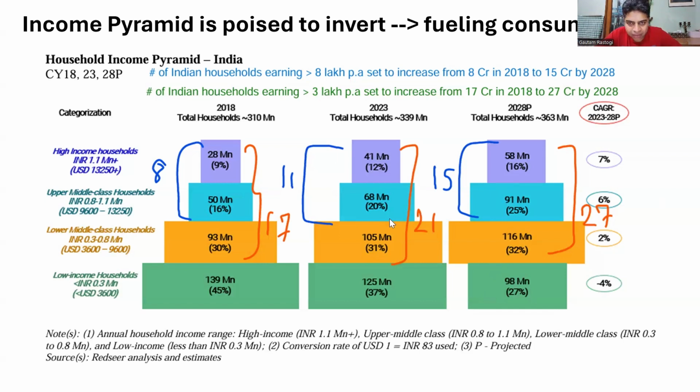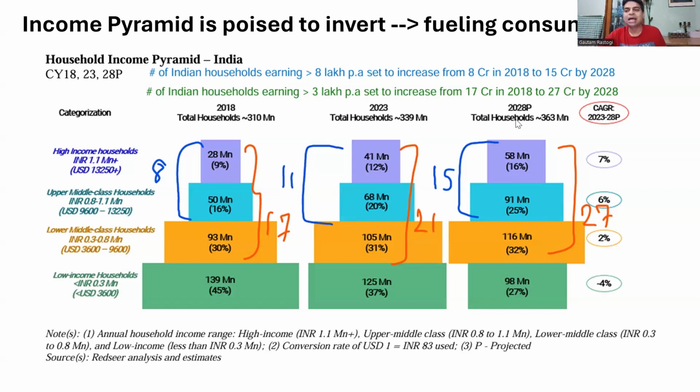And if you look at the first three slabs, which are the lower middle, upper middle, and high income households, 17 CR households were in the lower middle and above category in 2018. It increased to 21 CR in 2023, and then it is poised to increase to 27 CR. So the lower middle and above households are poised to increase from 21 CR right now to 27 CR.